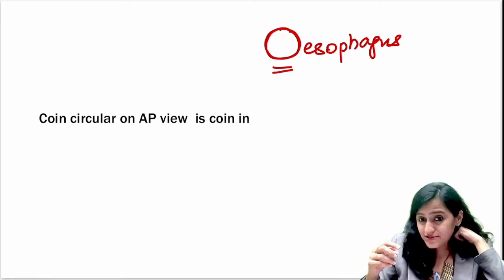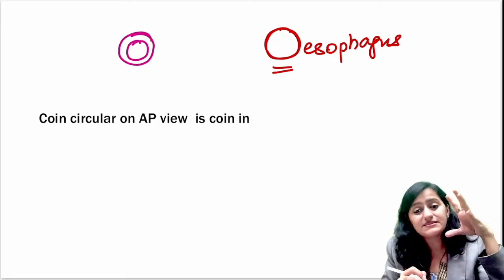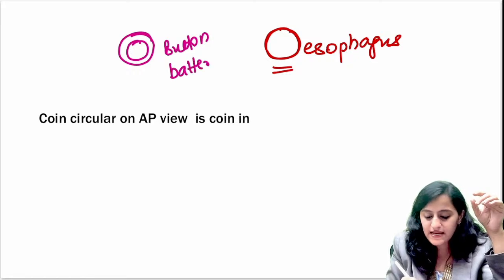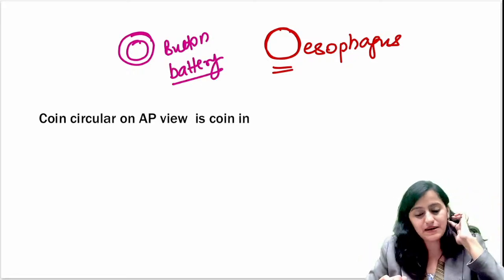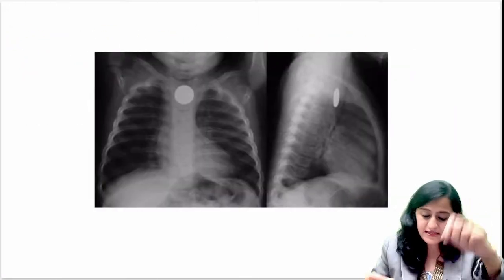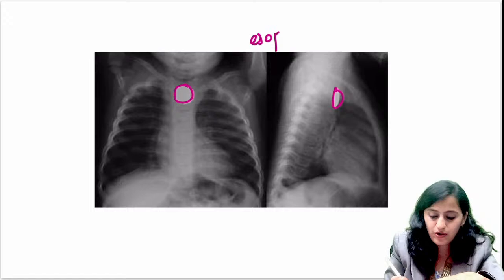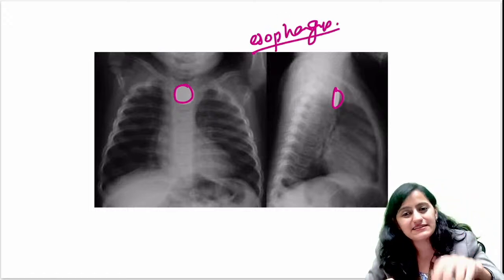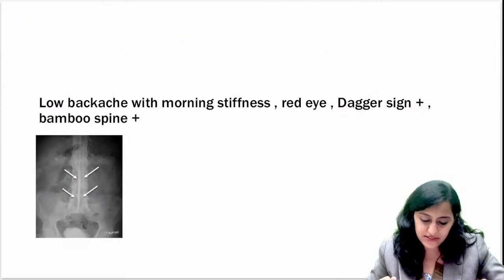Right? And if you see the opacity which does not have a single ring but a double ring appearance, then what foreign body is it? Remember, double ring appearance or halo sign is button battery. Double ring or halo sign is button battery. Okay. So look at this one, AP pe circle, lateral mein slit. This is going to be coin in the esophagus. If asymptomatic, you can leave it as it is, but you cannot leave button battery because it is a corrosive.